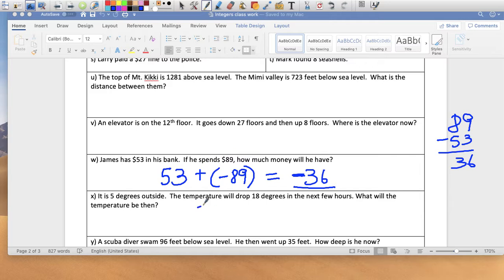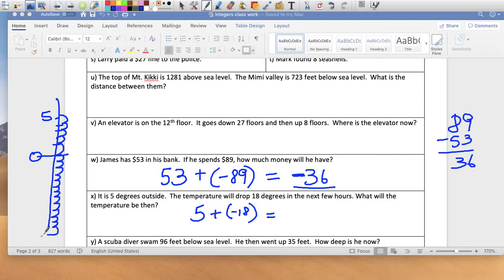Okay. It's 5 degrees outside, so plus 5. It will drop 18, so let me add to that. So let me show you that it dropped negative 18. What will be the temperature then? Well, again, if you'd like to use a number line, for now, 1, 2, 3, 4, 5. So from there, I want you to drop 18. 1, 2, 3, 4, 5, 6, 7, 8, 9, 10, 11, 12, 13, 14, 15, 16, 17, 18. You can do that, but you're going to need all the numbers, right? You can use that, but it gives you an idea.